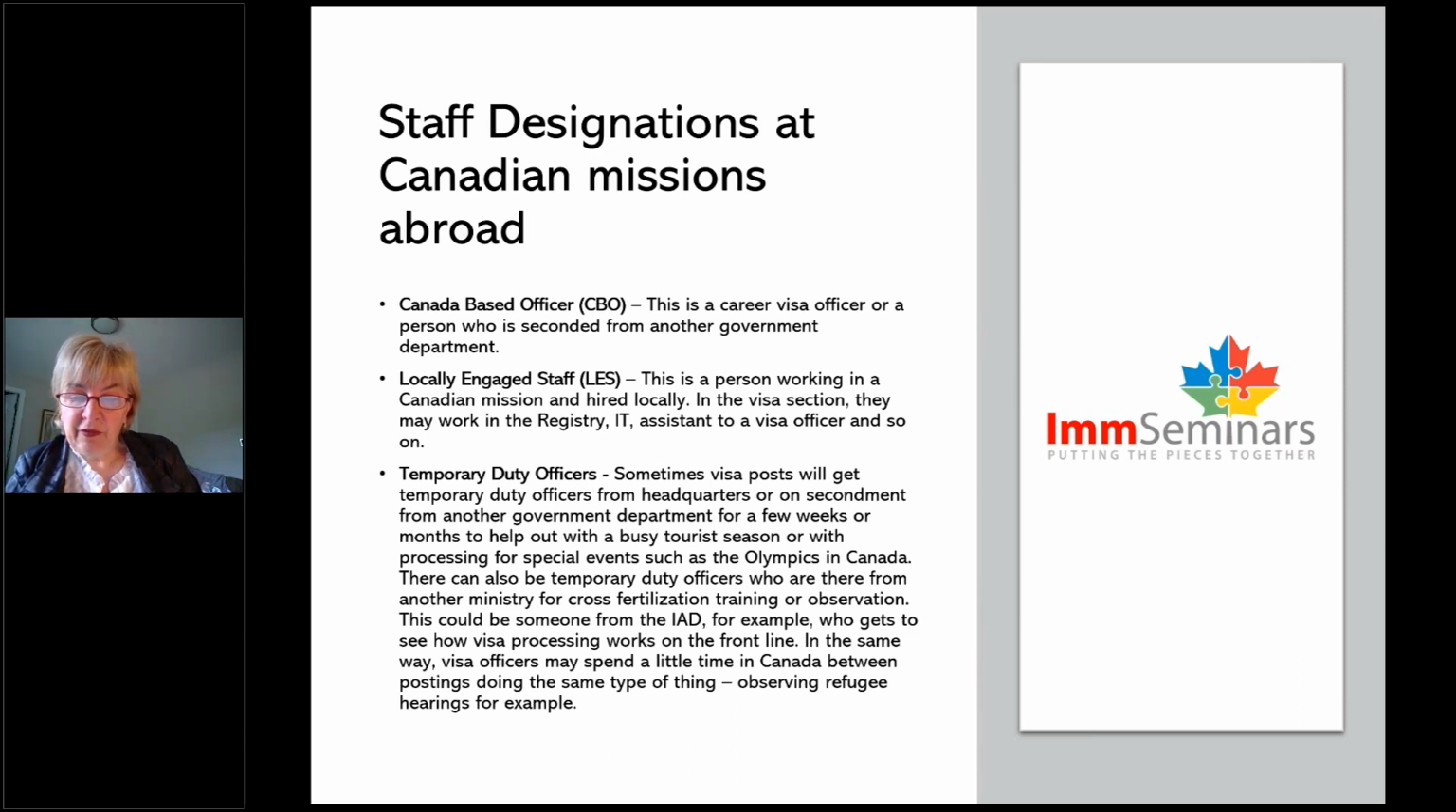Some of the temporary duty officers also would be there from other ministries for cross-fertilization, training, or observation. So it could be somebody from IAD, for example, who gets to see how visa processing works on the front line, so that they understand how the selection process works, how refusals are handled, and that kind of thing, so that when they're actually getting cases to consider themselves, they would have an idea of how the visa office would have handled that case. So that's the cross-fertilization training. The observation would be similar.